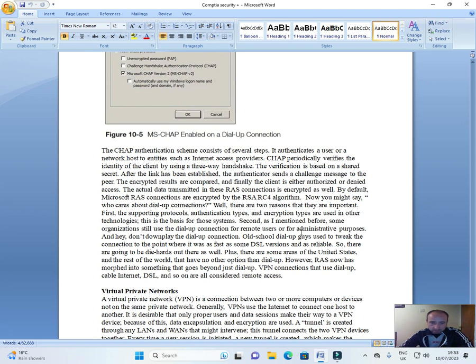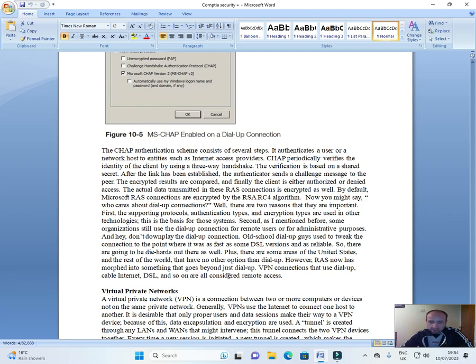Second, as I mentioned before, some organizations still use the dial-up connection for remote users or for administrative purposes. And hey, don't downplay the dial-up connection. Old school dial-up guys used to tweak the connection to the point where it was as fast as some DSL versions and as reliable. So there are going to be diehards out there as well. Plus, there are some areas of the United States and the rest of the world that have no other option than dial-up. However, RAS now has morphed into something that goes beyond just dial-up.